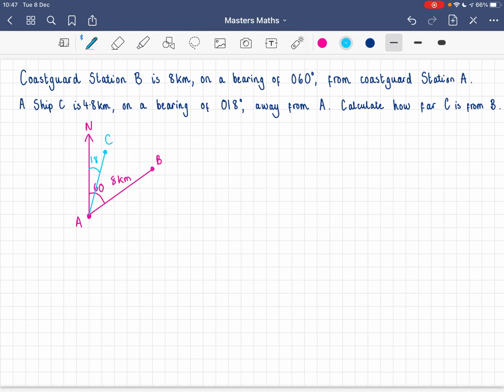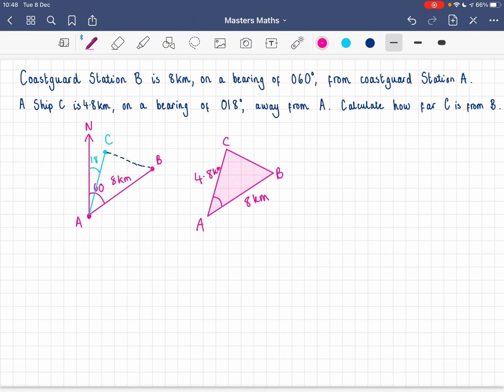Calculate how far C is from B. So we're finding a distance, which means we're finding the length. And we are finding the length of this line. So there's my triangle here. Okay? And I'm going to straight away redraw it with all of the correct lengths and angles and stuff that I actually need on there. So I have this, if I go back to my pink, I have this triangle. Looks something like this. This is A, this is B, and this is C. This is 8 kilometres. This is 4.8 kilometres.